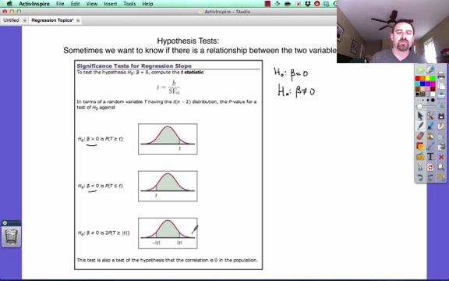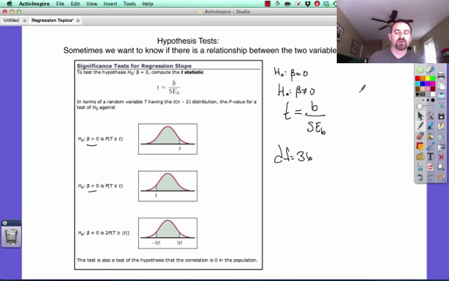And you see it's the same pictures we've had in the past. My test statistic is t, and t is simply the slope we start with divided by that number, the standard error of beta. Again, degrees of freedom is 36.